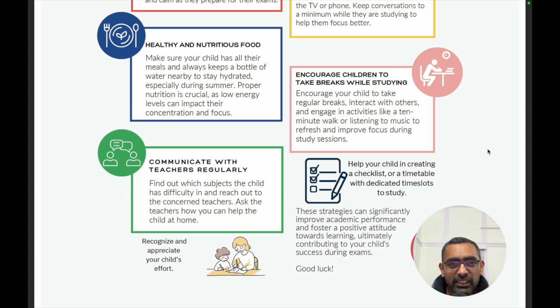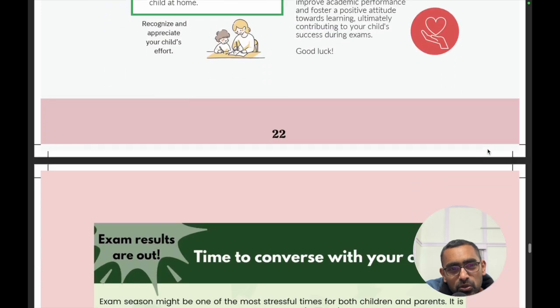Communicate with teachers regularly. That is why these PTM guidelines. You must attend all the PTMs. And beyond that, also be in touch with your teachers. Communicate with your teachers. Follow up on what's happening with your child at school. So these are the things which you can basically do to help your child.